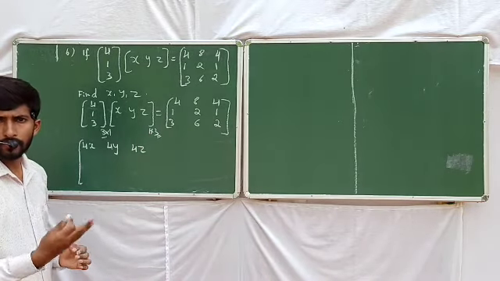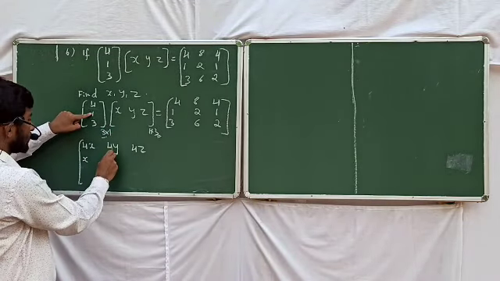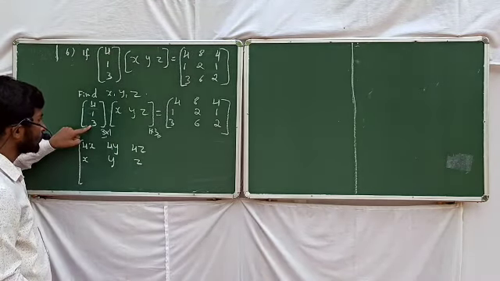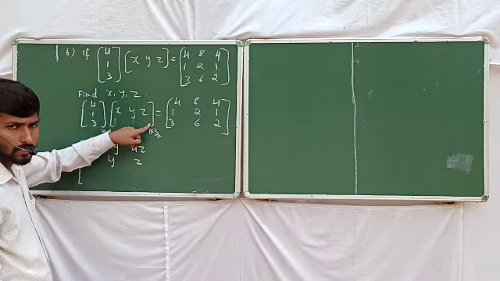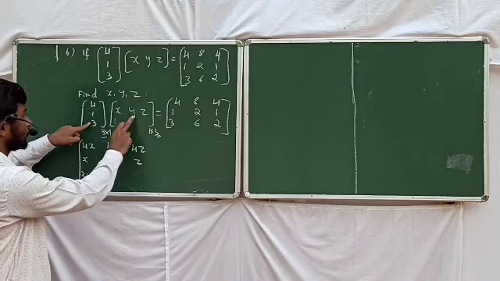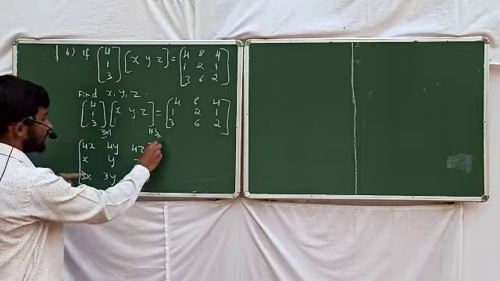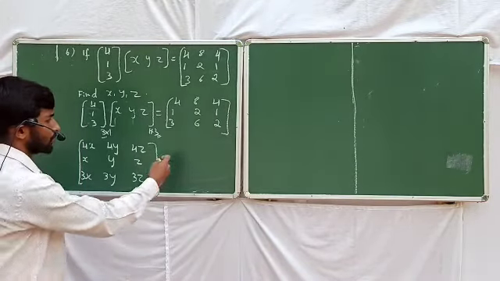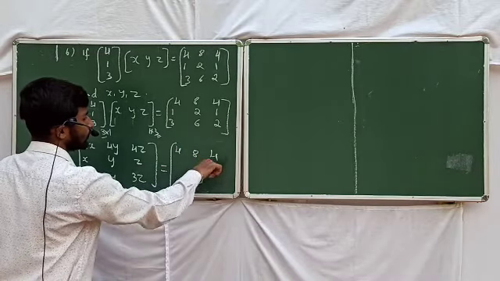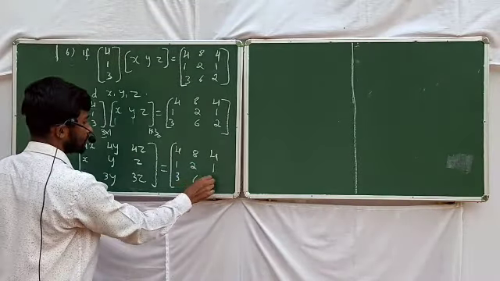Similarly, row 2: 1 into x, x, 1 into y, y, 1 into z, z. Next, row 3 into column 1, column 2, column 3 respectively: 3 into x, 3x, 3 into y, 3y, 3 into z, 3z. It's equal to what is given. What's the given data? This matrix equal to matrix 4, 8, 4, 1, 2, 1, 3, 6, 2.